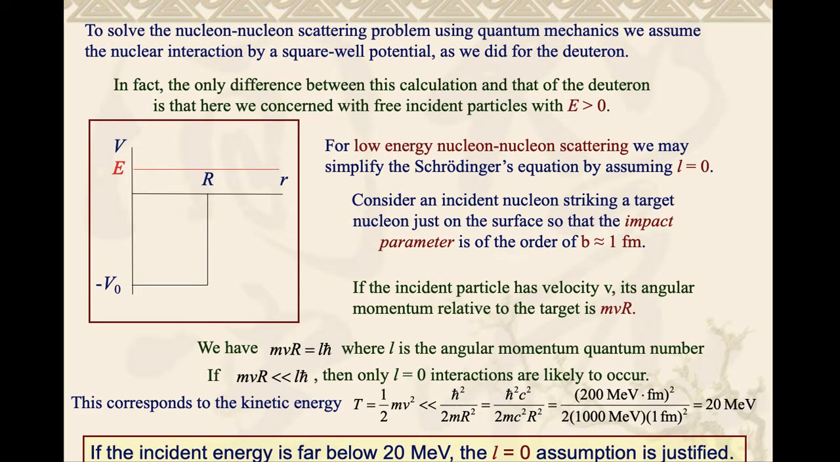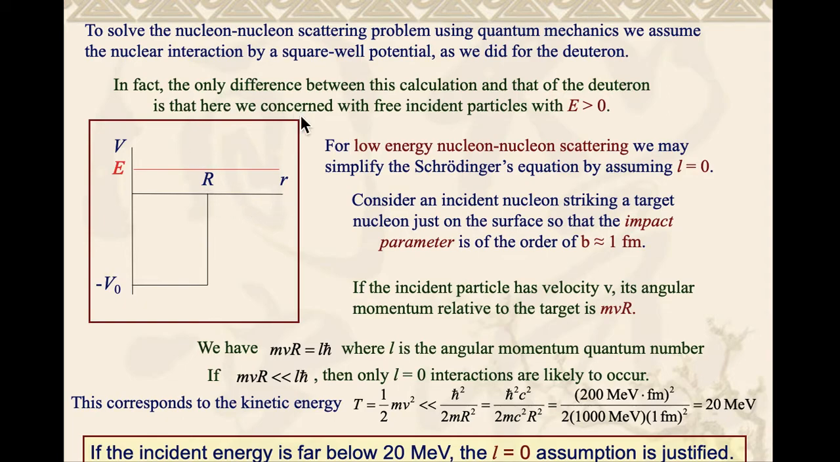To solve the nucleon scattering problem using quantum mechanics, we assume the nuclear interaction to be a square well potential, as we did for the deuteron. When the nucleons come closer, in order to study the force between them, we must have an idea of the potential. Here also we assume that the potential is a square well, like this. Up to a particular separation, say capital R, it is minus V0, and after that it is 0.